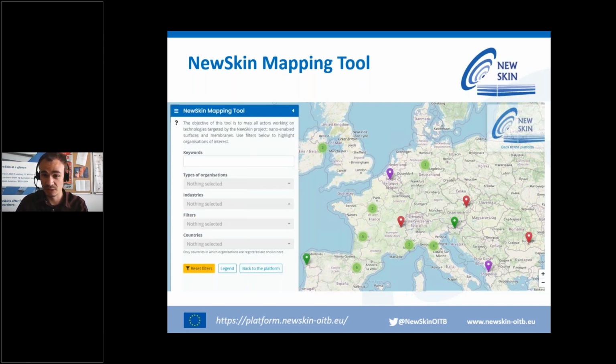So this is as well part of the platform, and if your organization registers on the platform, you will also appear here, and this will increase the visibility of your activities and your technologies. And this will also be an opportunity to launch new European projects. On these mapping tools, you can also find specific partners by type of organizations, industries, or countries.